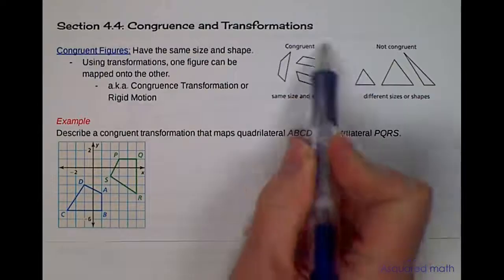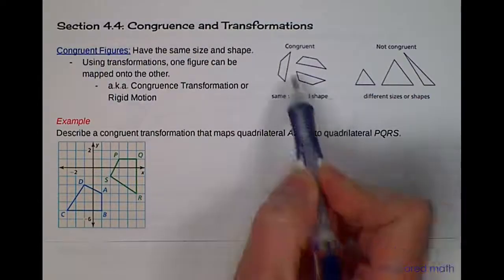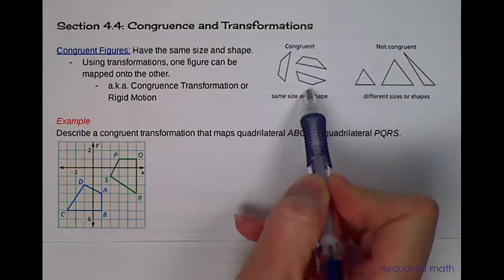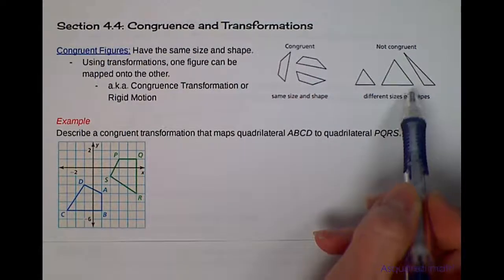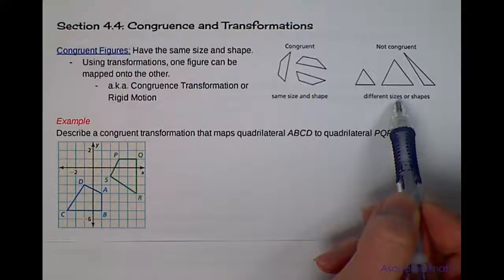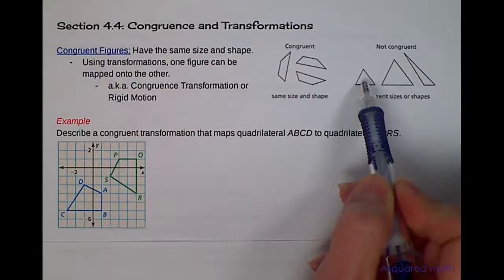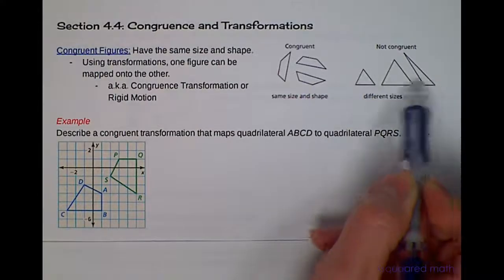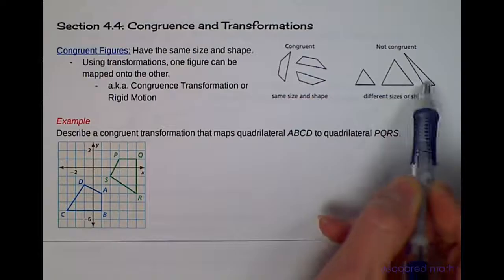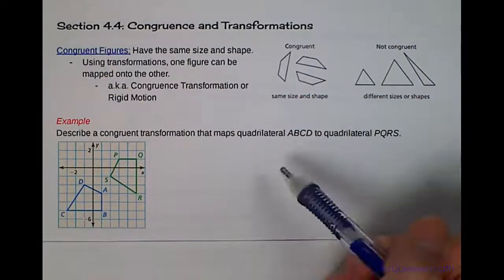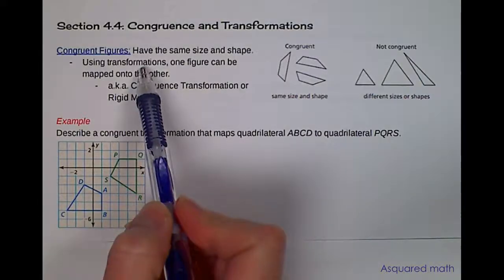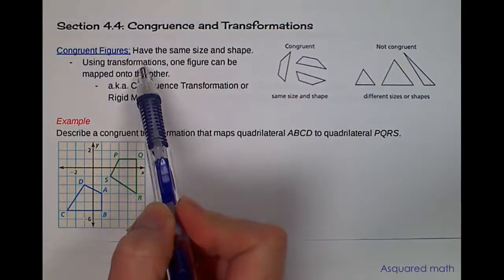But if you take a look at these shapes over here, these are all the exact same figure. They are just rotated and reflected. However, if you look at these triangles over here, this is a smaller version of this, so they are not congruent. And then this triangle here is completely different from these other two, so it's not congruent to either of those as well. When you have congruent figures, you can use transformations to map one figure onto another.